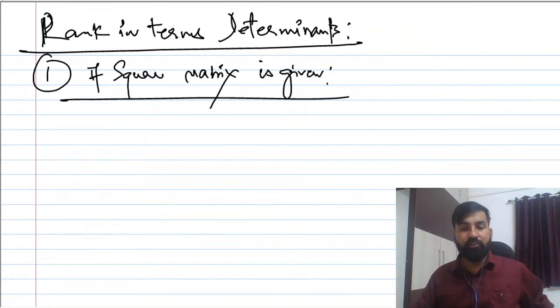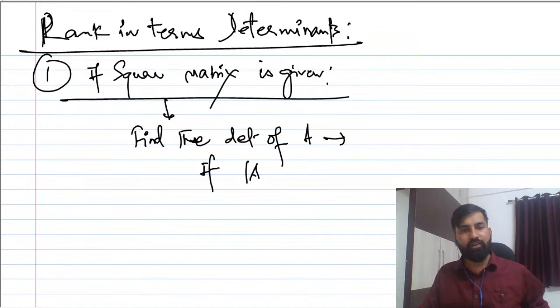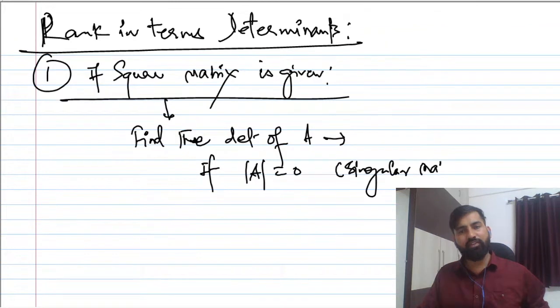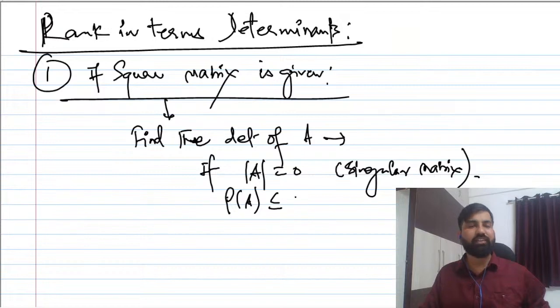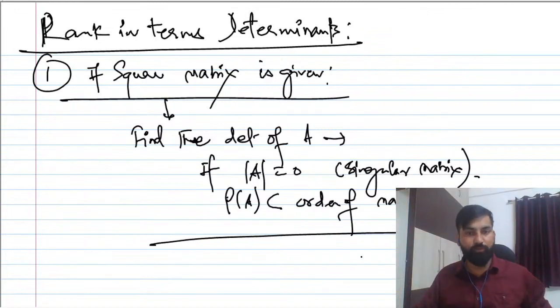What you can do here is, if the square matrix is given, find the determinant of matrix A. If that is equal to 0, it means it is a singular matrix. Then what you can say is that the rank of A will always be less than the order of the matrix, or you can say the number of unknowns.